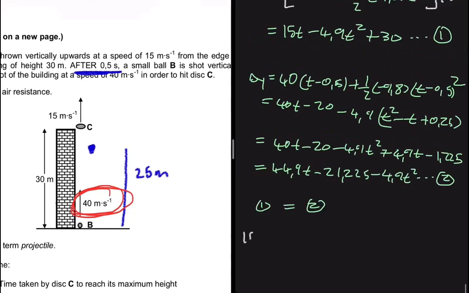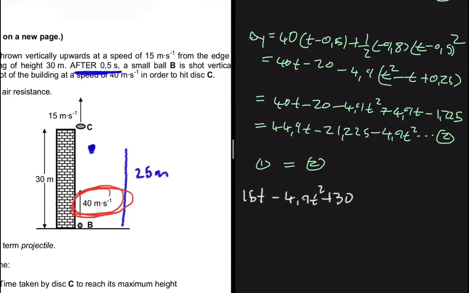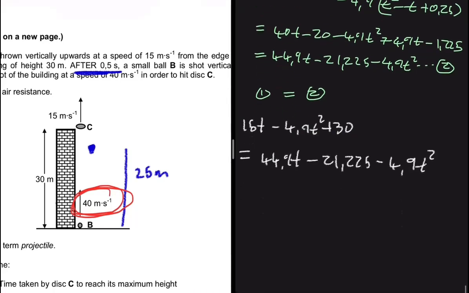We have 15t minus 4.9t squared plus 30, right? Equation 2 is equal to 44.9t minus 21.225 minus 4.9t squared. So we're going to take minus 4.9t squared to the left hand side, and then it is going to be plus, right? So this here is going to disappear.